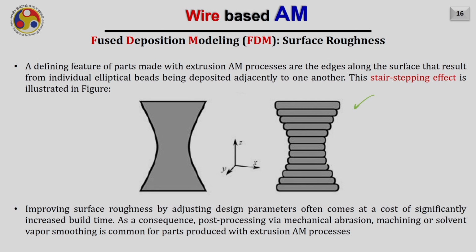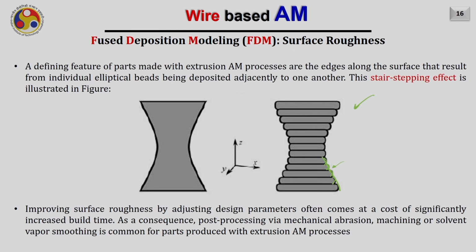So you see that the end condition, or the shape of the bead at the end, is of elliptical form, and you are also depositing on a slant wall. As you are depositing on a slant wall, of course, there will be a staircase effect. Now that will lead to the undesirable surface roughness of the deposited part.